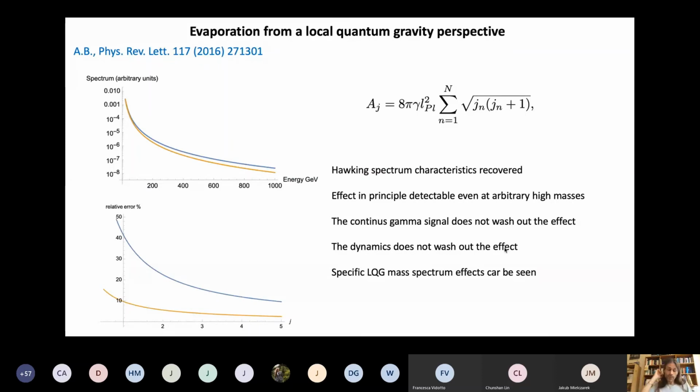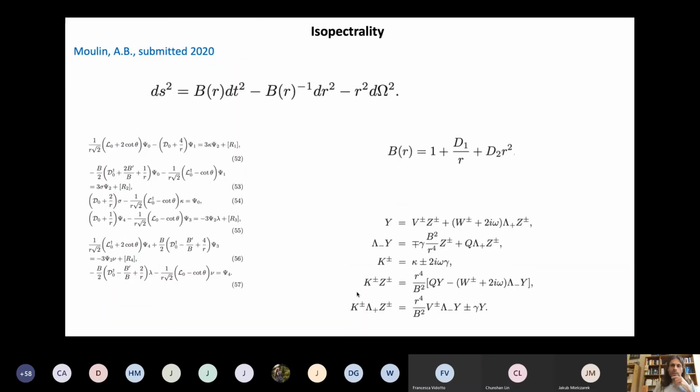And the important point is that specific loop quantum gravity features could also be measured and allow to distinguish between a kind of Mukhanov vision and the accurate spectrum of loop quantum gravity. Okay, let me go back to quasi-normal modes and to this fundamental property of isospectrality.